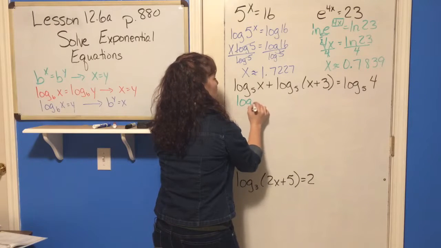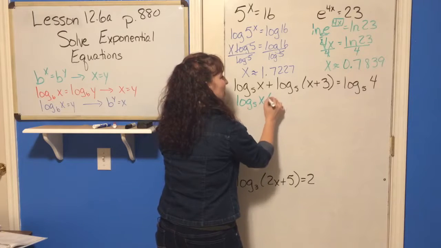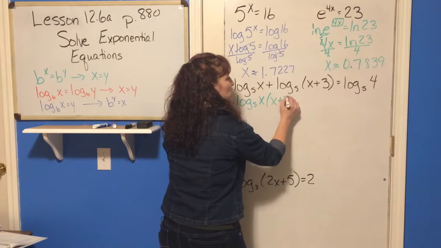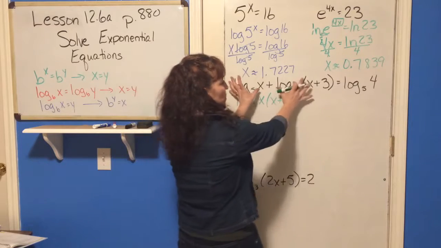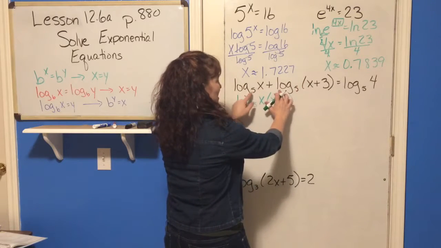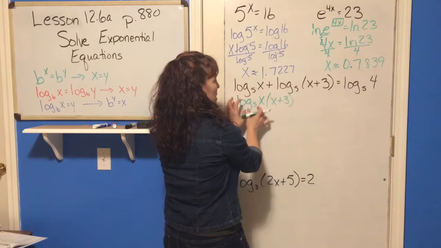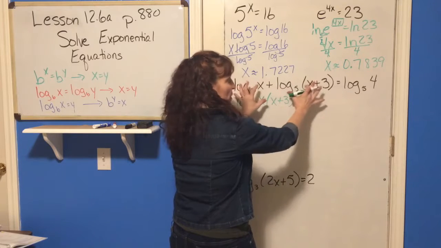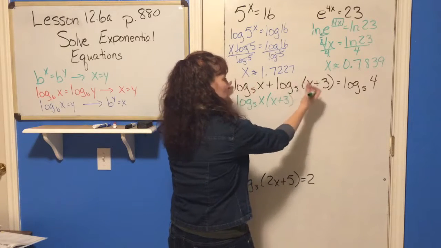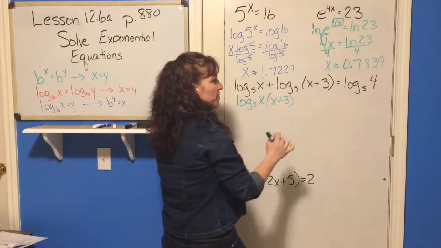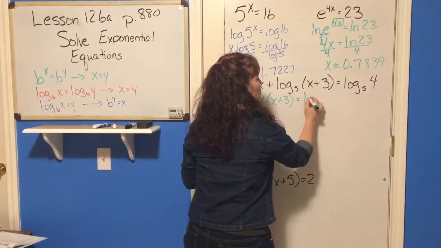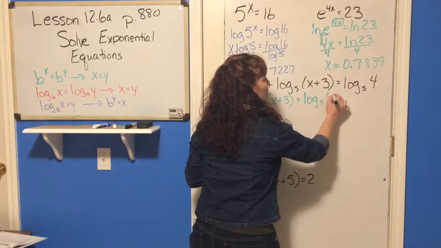So this is log base 5 of x times x plus 3, right? Because this is adding the two different logs. Since it's the log with the same base, instead of adding both of those logs separately, what I can do is combine them together and multiply what we're taking the log of. And that's still going to equal log base 5 of 4.